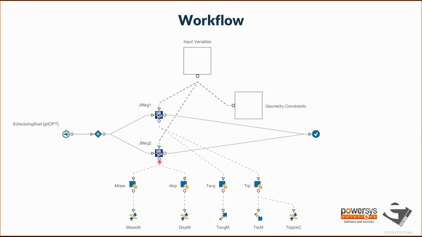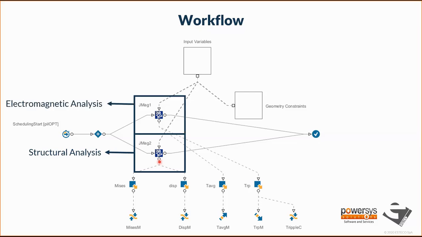Okay. If you look at these two nodes, one does the structural analysis and the other the electromagnetic analysis. They are running in parallel. The responses from these two analyses are the structural responses, the von Mises stress and the displacement under the centrifugal force, and also the average torque produced by the machine and the torque ripple as well.